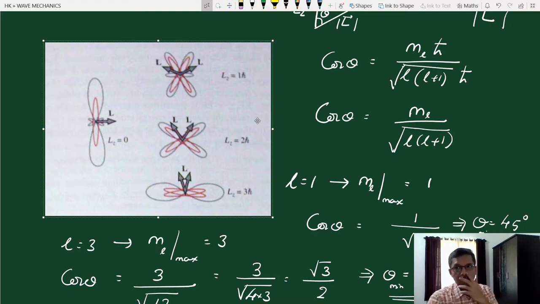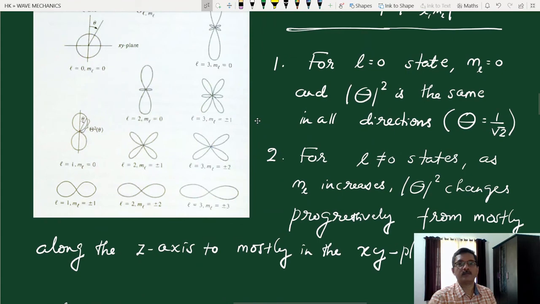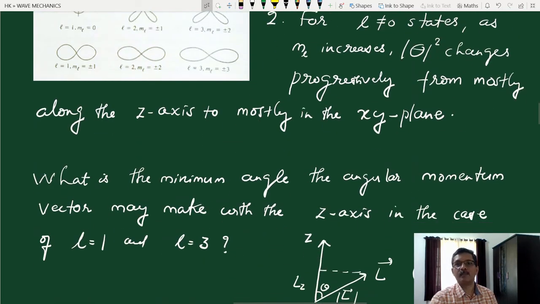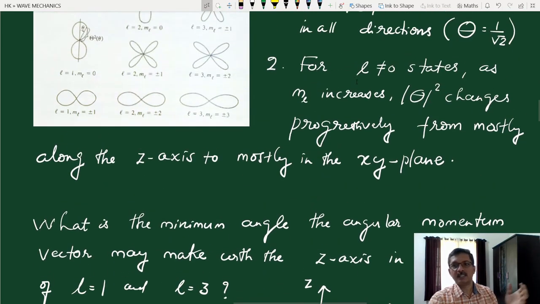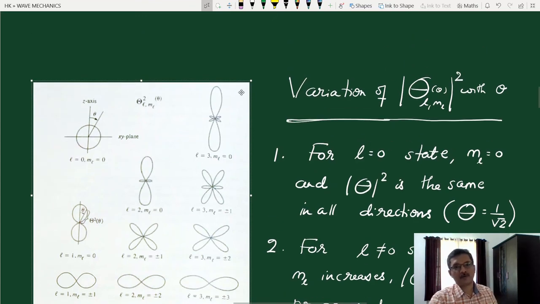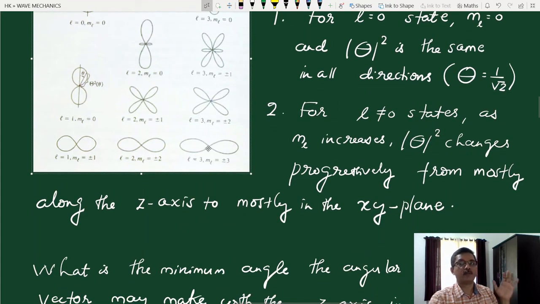Okay, so this is the second important feature of this variation of theta square with the polar angle. For L not equal to 0 states, as ml increases, the probability density changes progressively from mostly along the z-axis to mostly along the xy plane, as we can see in this figure. For each L not equal to 0 case, as we move down, the probability density is initially, for ml 0 case, mostly along the z-axis, but for the largest ml value, for ml equal to plus or minus L case, it's mostly along the xy plane.